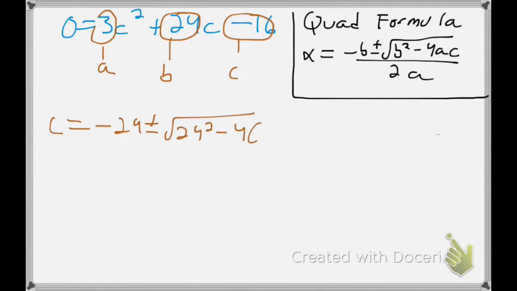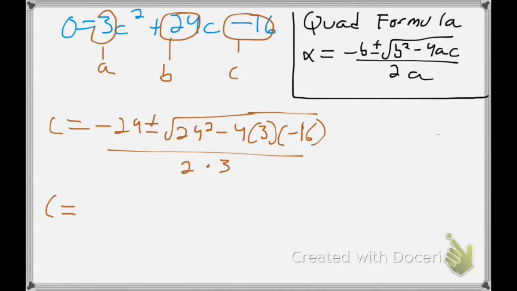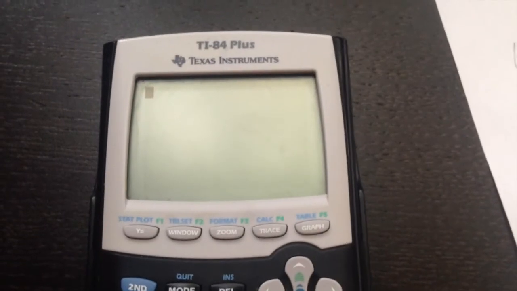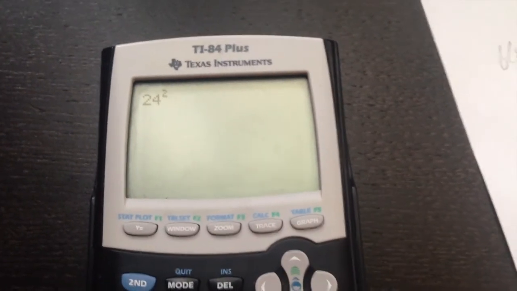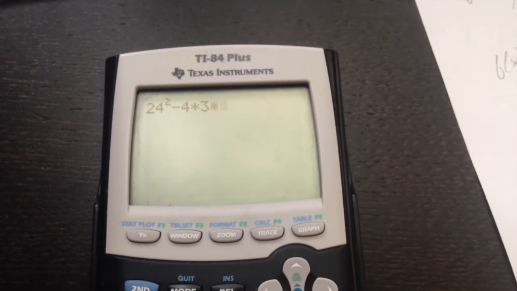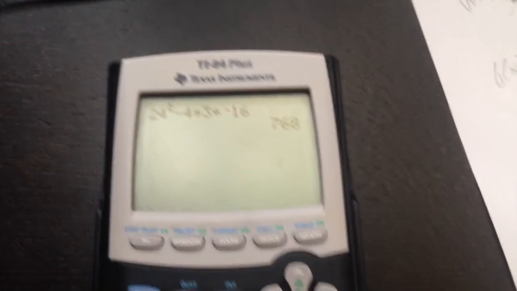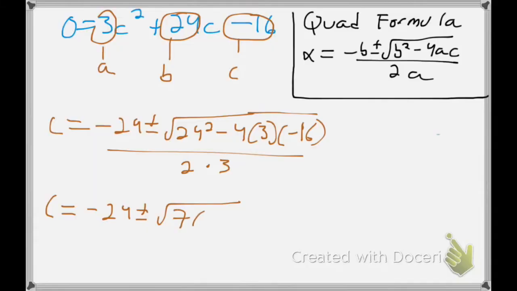Therefore, the c values that satisfy this equation will equal negative 24 plus or minus the root of 24 squared minus 4ac all over 2 times our a, which is 3. As we simplify this equation using your calculator, you will clearly see that c equals negative 24 plus or minus the root of, solving, 24 squared minus 4 times 3 times negative 16 equals 768, so the root of 768 over 6. And now, again using your calculator, you will see that this yields two separate answers.